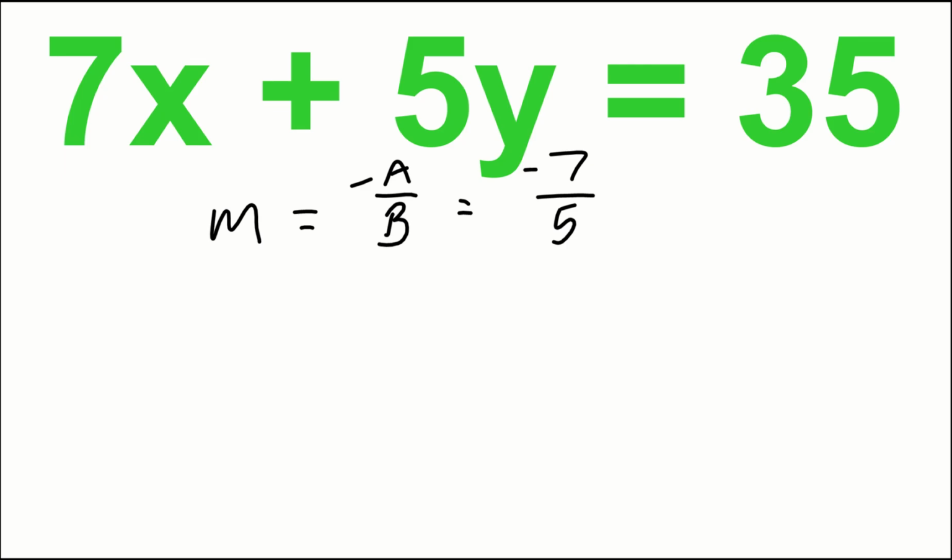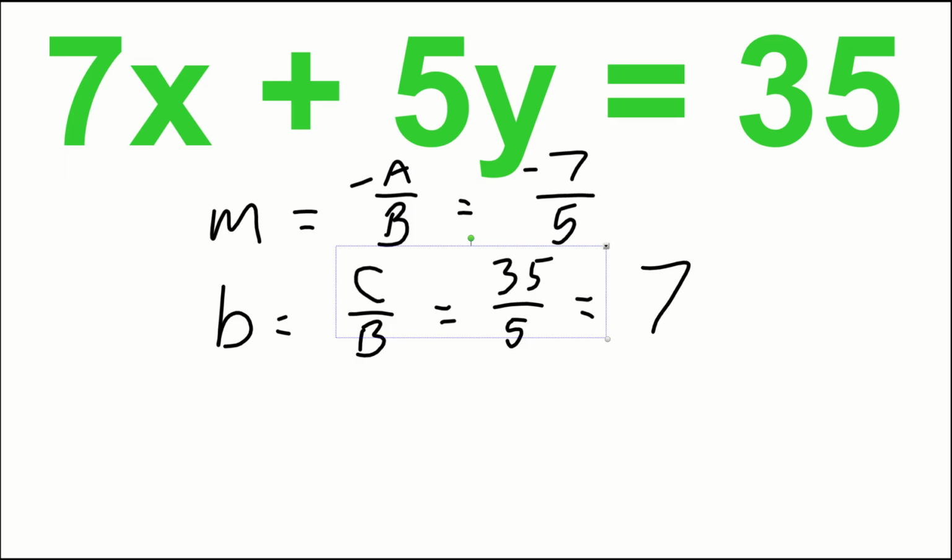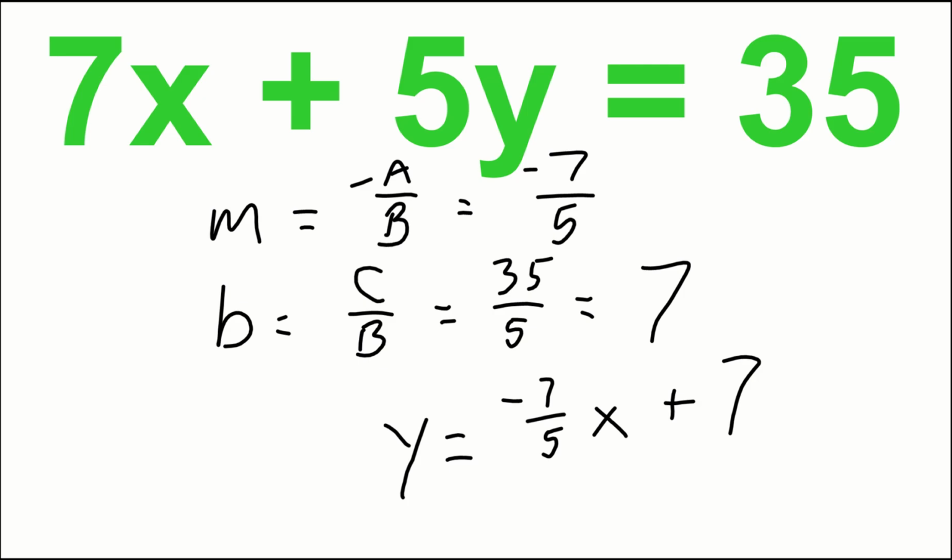So that's my slope. My y-intercept is c over b. C in this case is 35. B is 5. That one we can knock down to a whole number. 35 divided by 5 gives me 7. So when I write my equation, I've got y equals negative 7/5 x plus 7. Yeah.